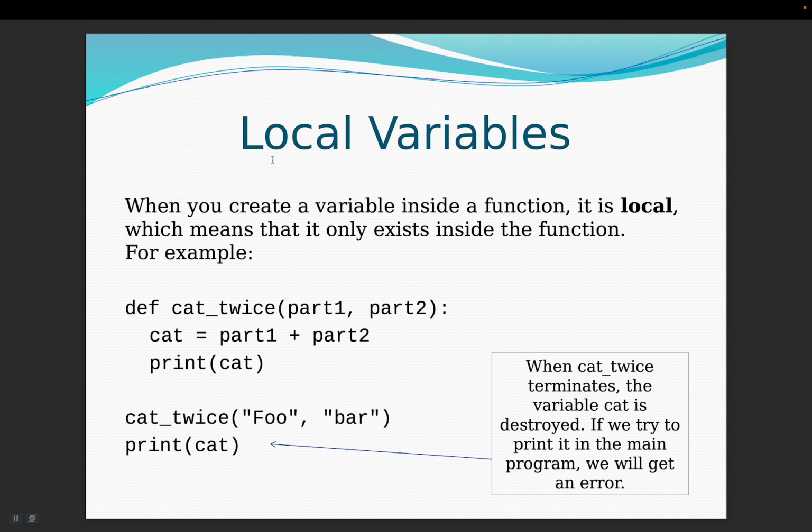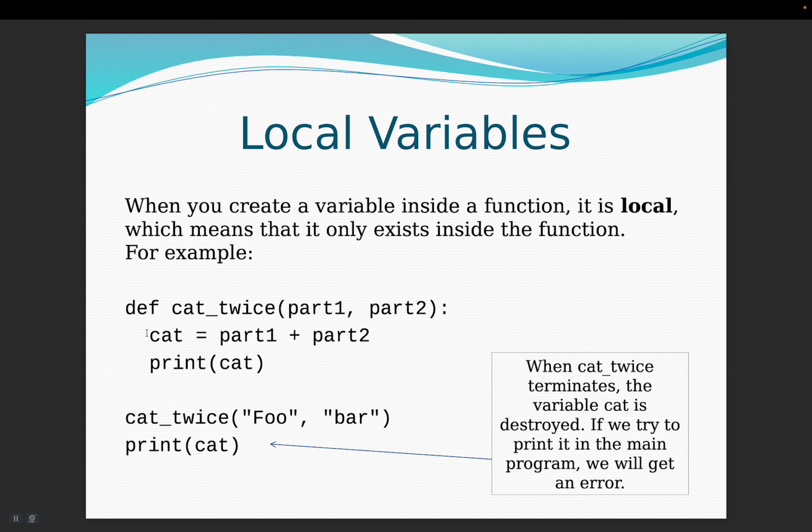So let's talk about local variables for a second. When you create a variable inside a function, it is local, which means that it only exists inside the function. So for example, we have a function here. Remember this keyword def. That's what you put before you define a function. So the function name is cat underscore twice. It takes two parameters, and the parameter names are part one and part two. And remember, you can name parameters anything you want.